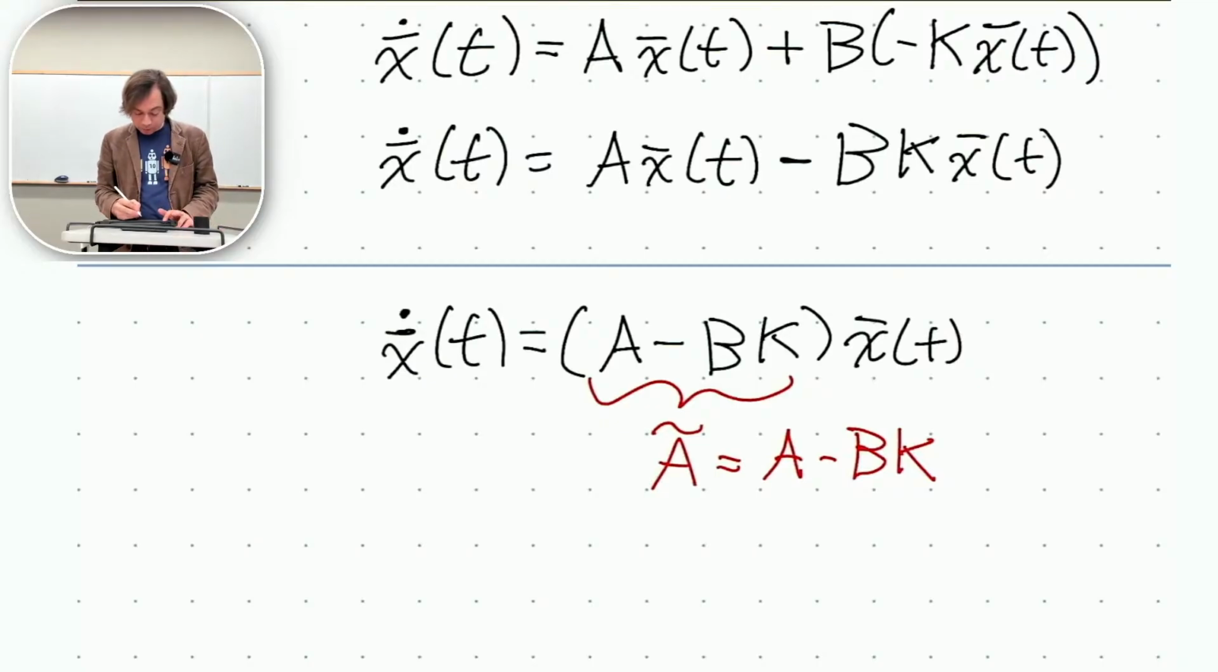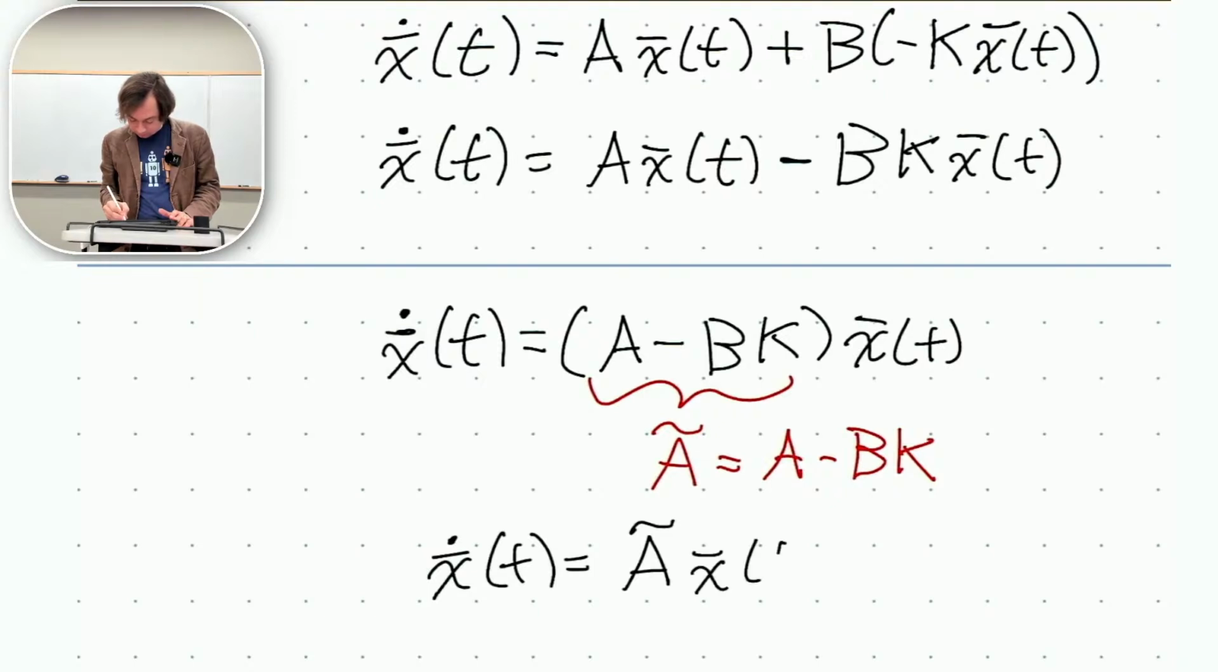Which means I can rewrite this equation as x dot of t is equal to a tilde times x of t. Does that look kind of familiar? Is that system autonomous? It is. No longer dependent upon just some u of t, because I said u of t is dependent upon state, and I just substituted back in.